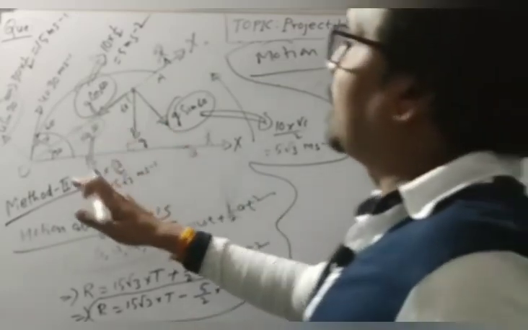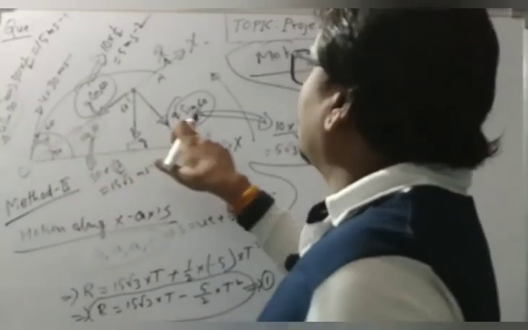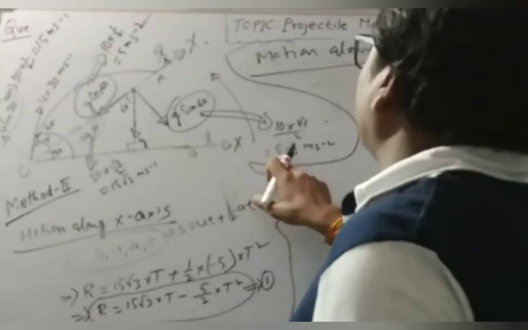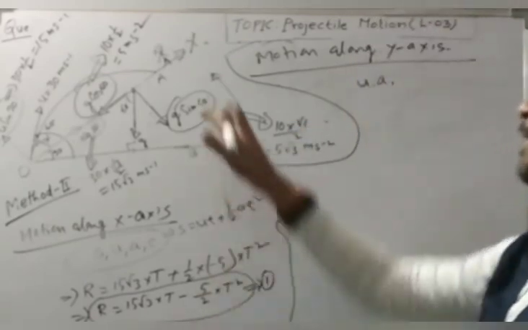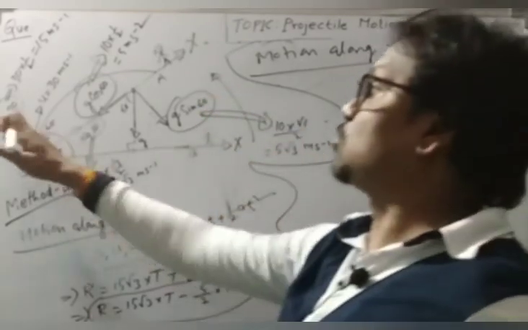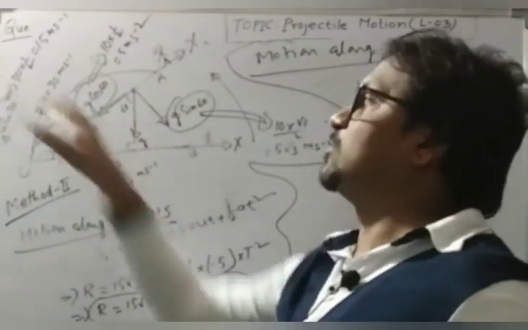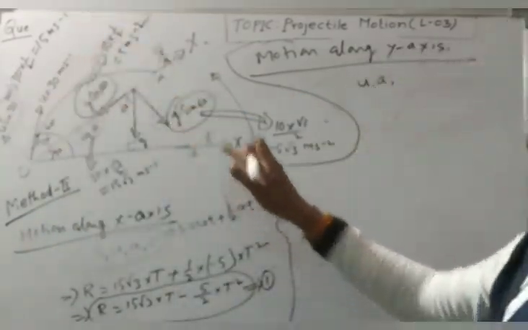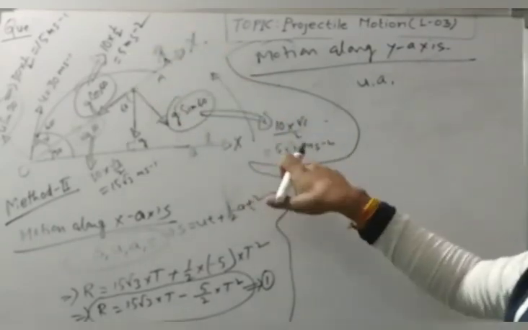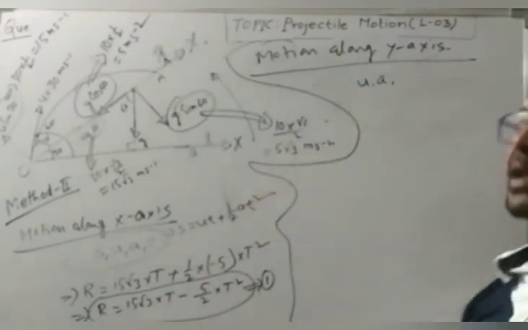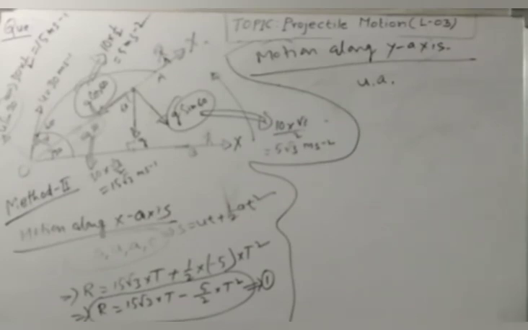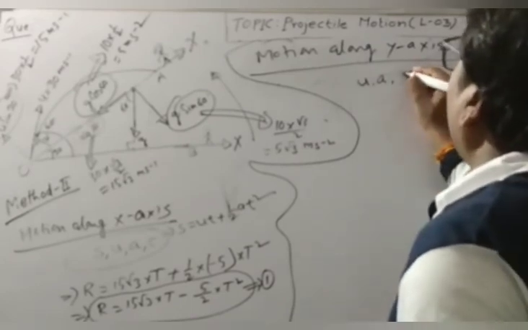For the y-axis, the acceleration is g sin 60, that is 5 root 3 meter per second square, with a negative sign because it is acting just opposite to u sin theta. U sin theta is along this, and g sin theta is just opposite. This is 5 root 3. And you know T also.